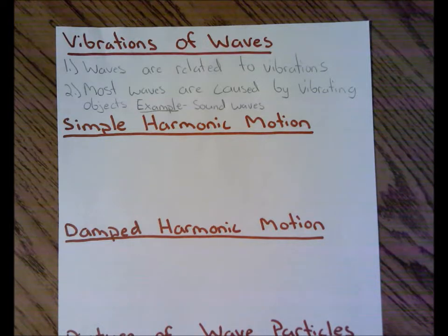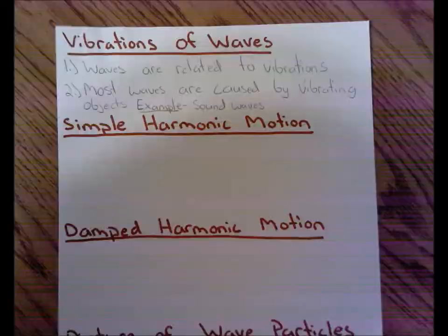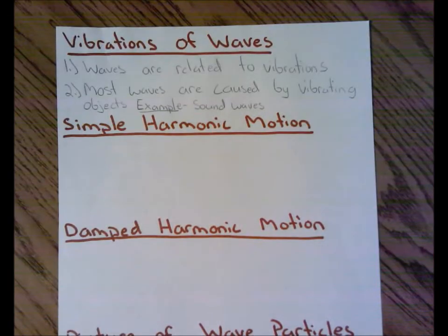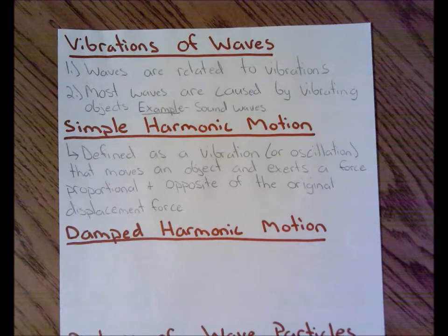Now what we get into is a little bit different thinking here. So I'm going to give you the definitions, and then I'm going to draw the picture the best I can. So simple harmonic motion is defined as a vibration or oscillation that moves an object and exerts a force proportional and opposite of the original displacement force. So the best way to think about this is through a picture.